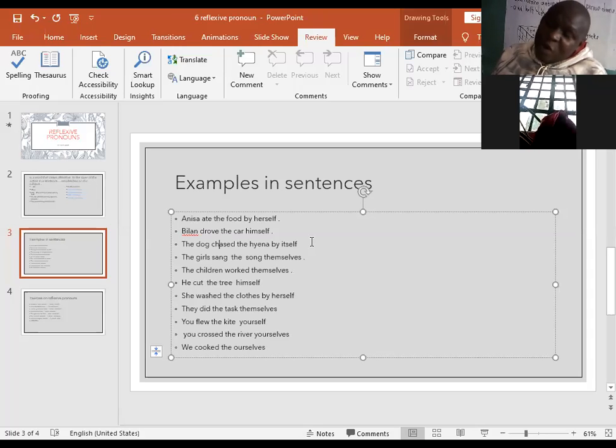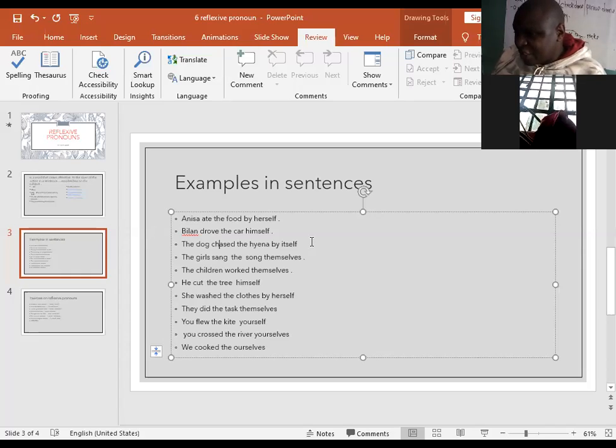So those of us who are reporting or giving a sentence on what the girls were able to do, we simply say the girls sang the song themselves. It was a hard song in a different language you don't speak, but you mastered it quickly and you were able to sing it.